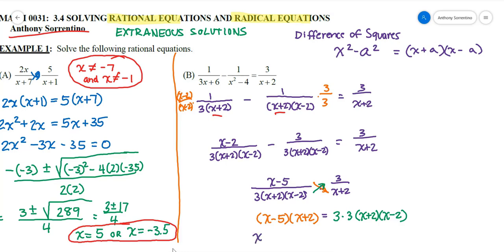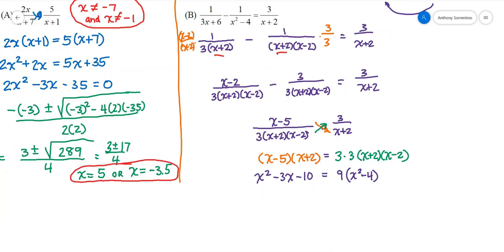I'm going to have x squared minus 3x minus 10. Here I'm going to have 9 times x plus 2 times x minus 2, which is kind of reversing what I had up here for the difference of squares. That's going to be x squared minus 4. So now I have x squared minus 3x minus 10 equals 9x squared minus 36. I have a quadratic equation here. I do want to get it solved.